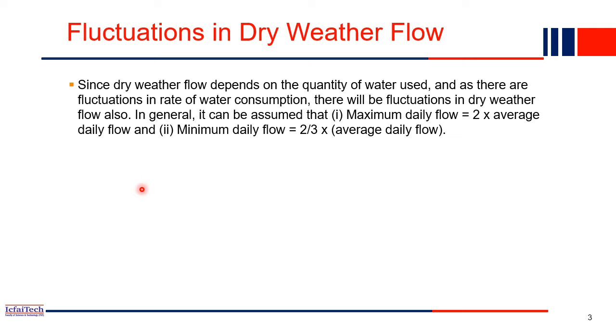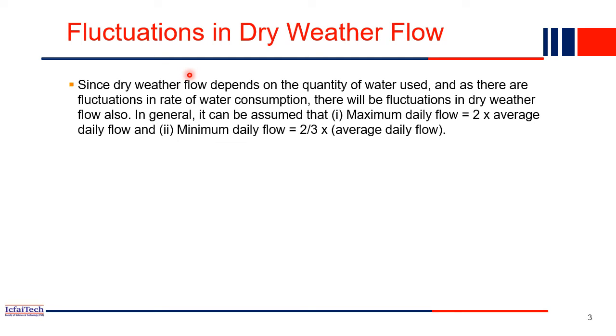Similarly, what we saw earlier, there will also be fluctuation in wastewater generation. In water supply, the water demand also fluctuates. In the morning time, the water demand was more. Even in the evening time, water demand was more. In the middle of the day or in the night time, water demand is very low. So there is fluctuation in the water supply.